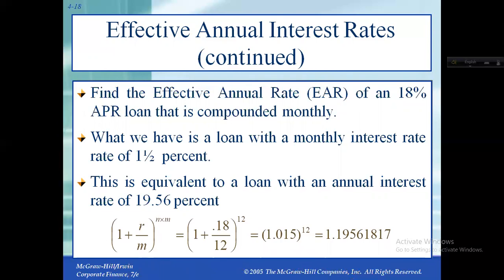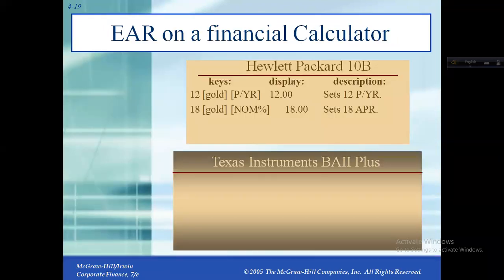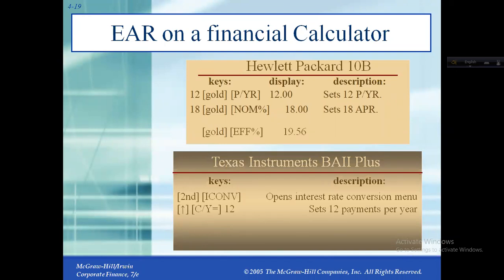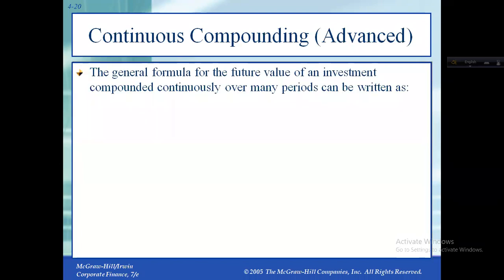So the formula is (1 + r/m) to the power n times m. Here r is 0.18, divided by m, which is monthly, so we use m equal to 12, to the power of 12. So we have gotten the equivalent effective annual rate of 1.195. So here is the EAR on a financial calculator. We do not need to understand that.